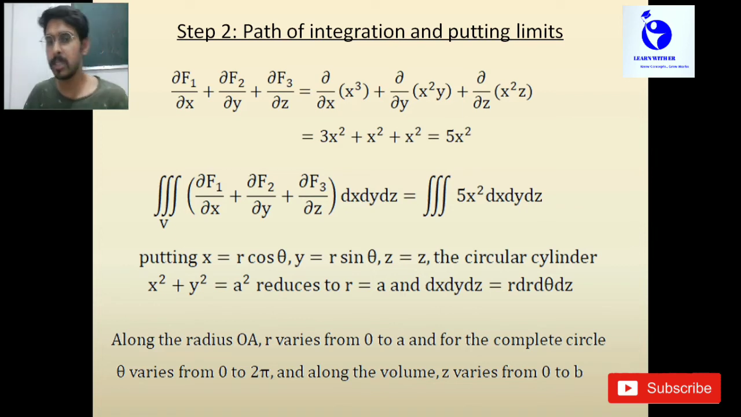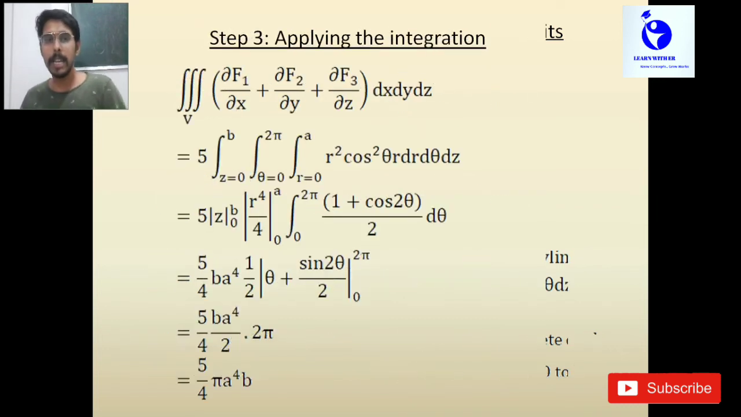So these are the three different limits of r, theta and z. Previously there was dx, dy, dz. Now there is dr, d theta and dz. These are the three variables that we have used and these are the three limits. So this is step number 2, to put the path of integration and the limits of the integrals. The next step is the final step, that is the application of the integration.